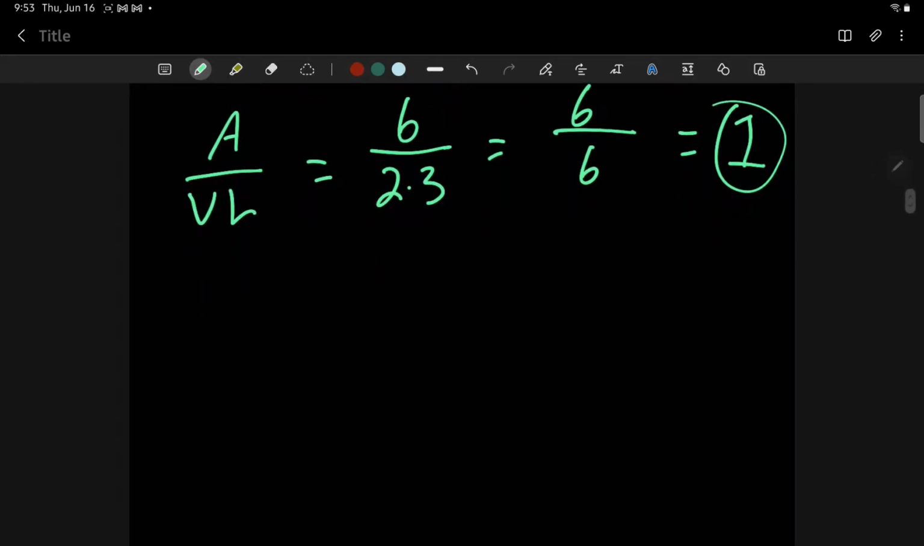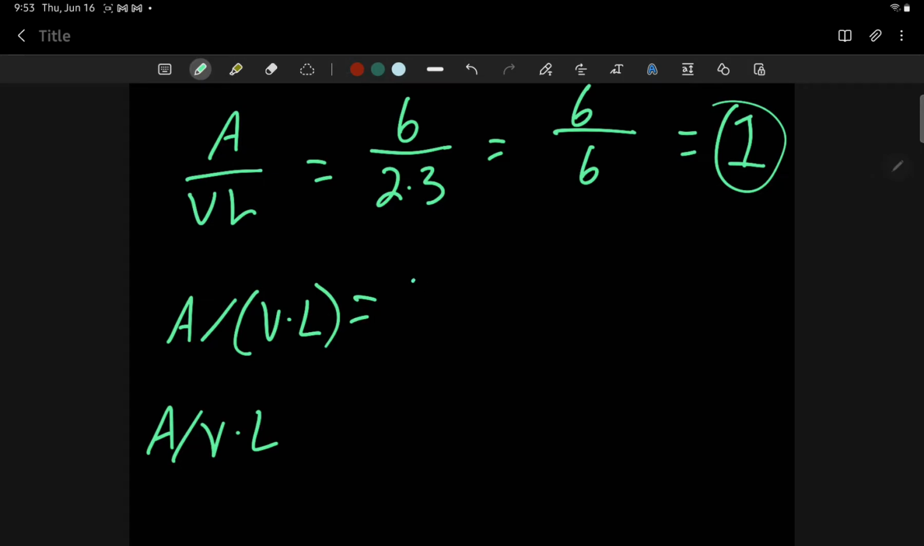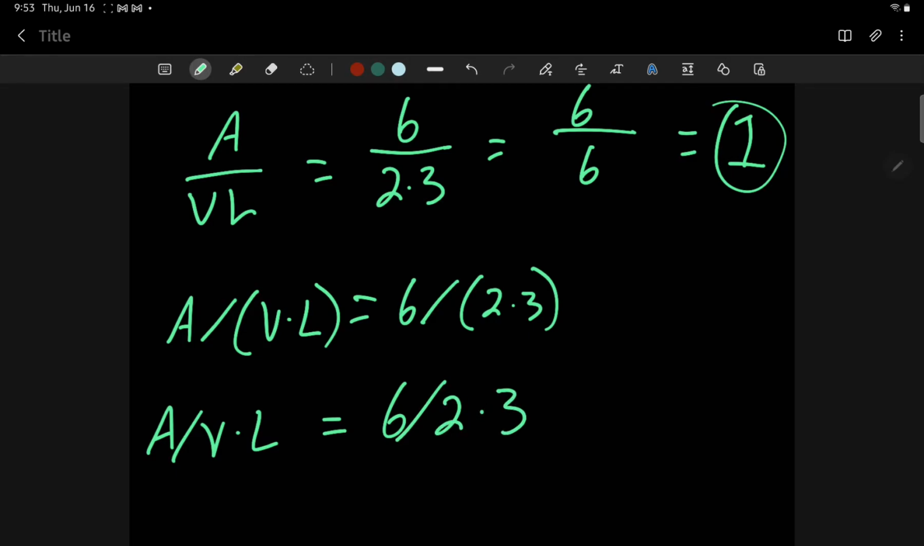Excellent. All right, so let's do it this way: A divided by V times L, and A divided by V times L. Here we've got 6 divided by 2 times 3, and here we're going to have 6 divided by 2 times 3. So in the top, we do the parentheses first, so we have 6 divided by 6.